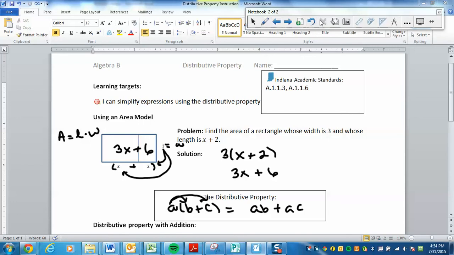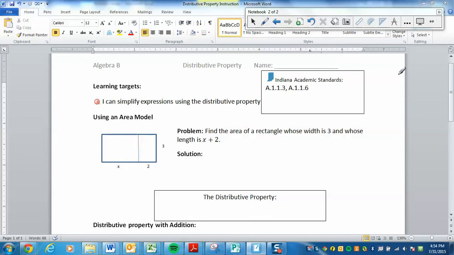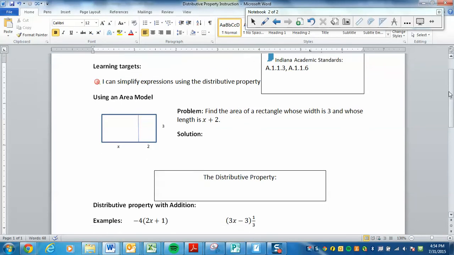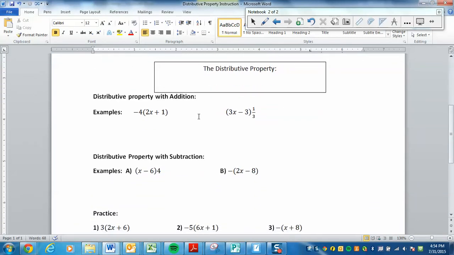All right. So for my first example problem, I've got the distributive property with addition. That means that the two terms on the inside of the parentheses are being added together. So I want to distribute the -4, which means multiply it by both terms on the inside. To write this out phonetically, it's -4 times 2x plus -4 times 1. So I'm multiplying -4 into both terms. So let me rewrite the distributive property up here for you guys.